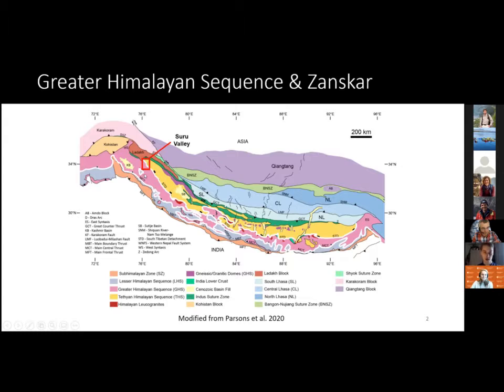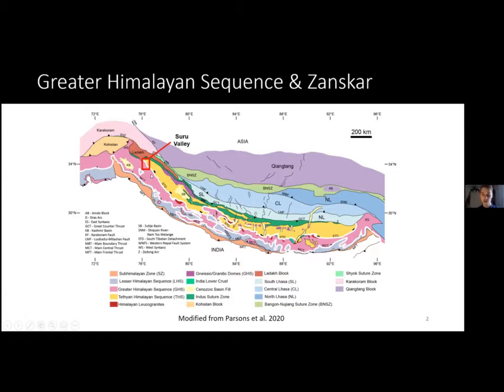So one of the cool things about the GHS is that it records Eohimalayan metamorphism, but it's dominated by Oligocene to Miocene ages. So this is interesting because it contrasts with the early Eocene age we have for continental collision.